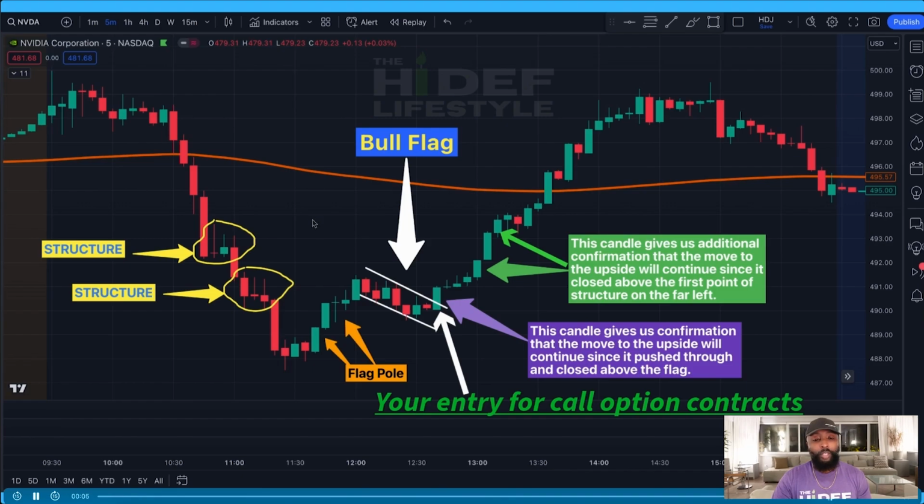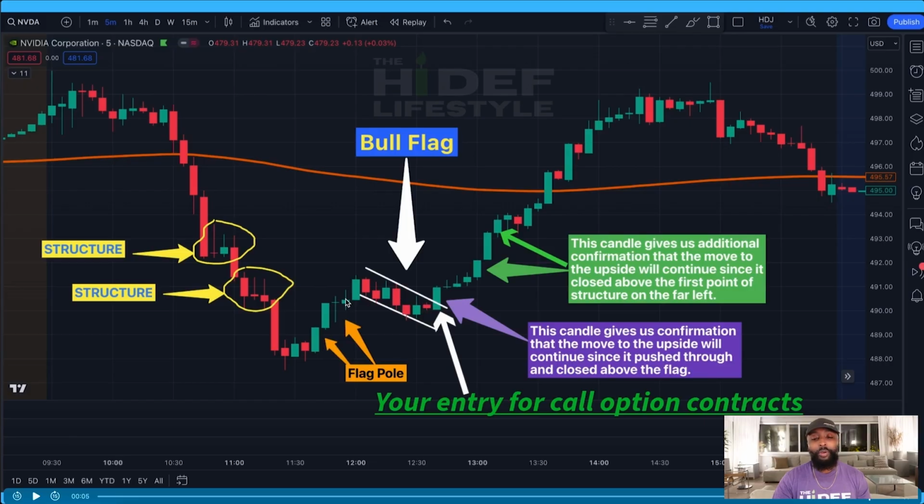So we have NVIDIA's chart, and we had a downtrend starting right here on the left-hand side. We had some structure points that were formed as well during that downtrend. But then we get down here to the bottom, and that flagpole forms right here during the beginning of the uptrend. And here's the pullback. Here's the flag. So we draw lines.